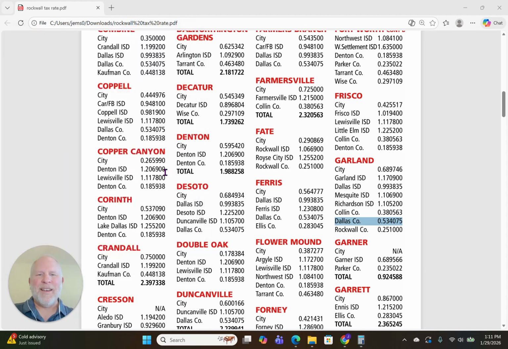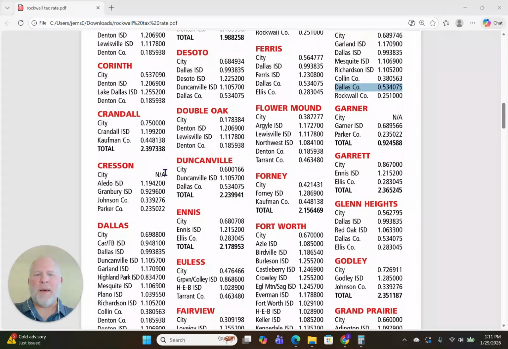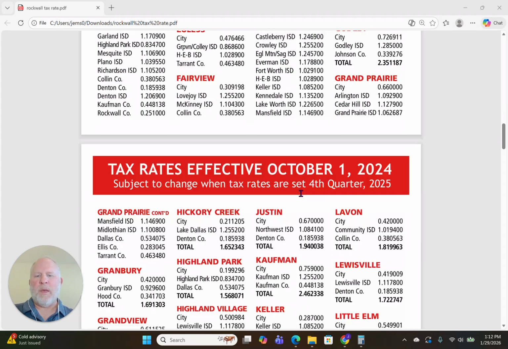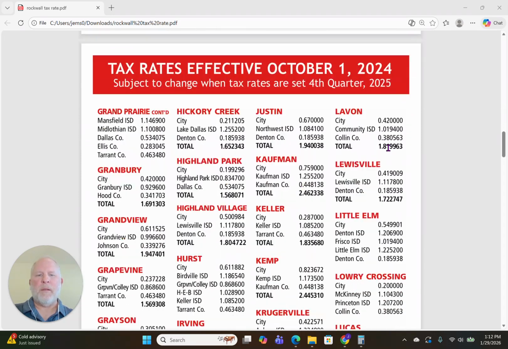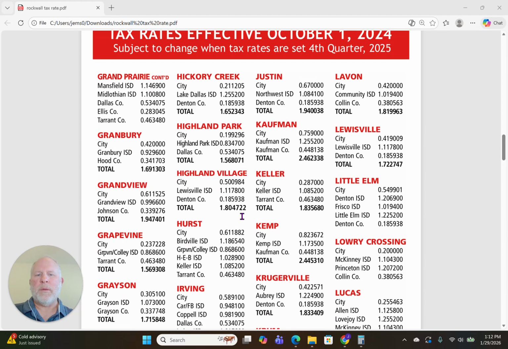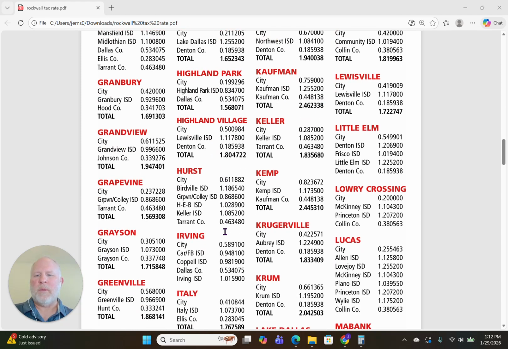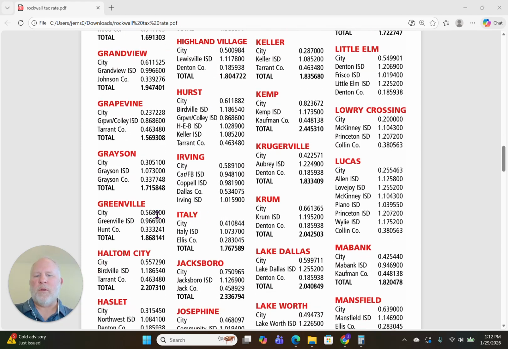you're looking. Now let's take a look at some easier ones, maybe where the math is already done for us. Here in the center, you can see Forney, and that total is 2.15 and on. We also have, as we keep going, Lavon, 1.81 already totaled up. We see some other ones in here: Kaufman, 2.46, and Greenville at 1.86.